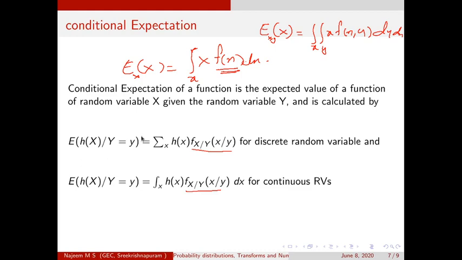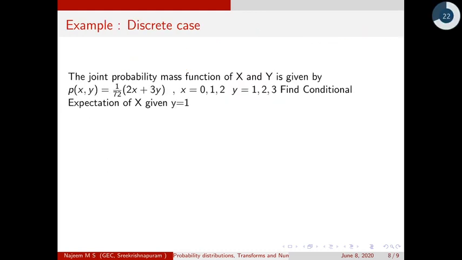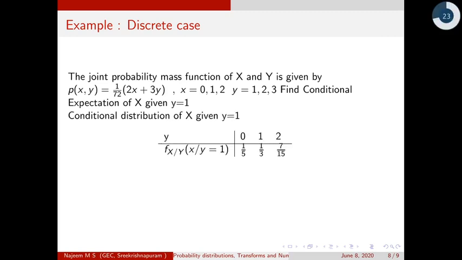So here we need to calculate the expectation of h of x. In a similar fashion, h of x into the probability density of that thing. For example, the joint mass function of x and y is given as in our earlier example. Find the conditional expectation of x given y. We calculated earlier the conditional distribution for x given y equal to 1. It is like this. In the earlier problem we calculated the conditional distribution of x given y.